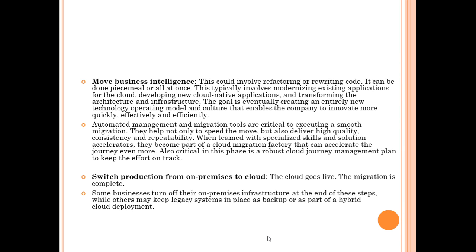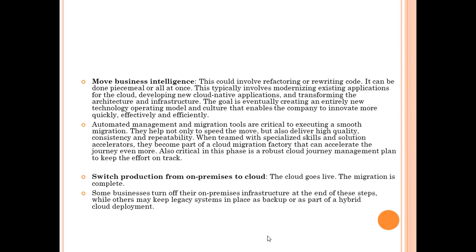And the last one is that the cloud goes live. So finally, with moving the data and then moving the business intelligence, the cloud goes live. Some businesses might turn off their on premises infrastructure when all these things are going on. Some might want to keep both in place initially, to understand how the cloud system is working and that there is no downtime at all. So there are various ways in which organizations move from on premises to cloud.